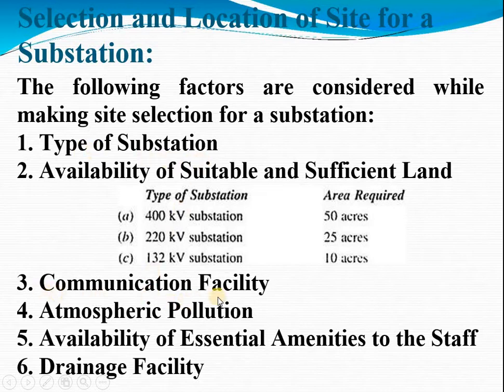Third factor is communication facility. Fourth is atmospheric pollution, so we can decide to go for either indoor or outdoor. This is an important factor. Then the availability of essential amenities to the staff, the staff who are going to work inside the substation, so we have to take care of that also. And the drainage facility. These are the factors we have to consider while identifying the location of the site of a substation.